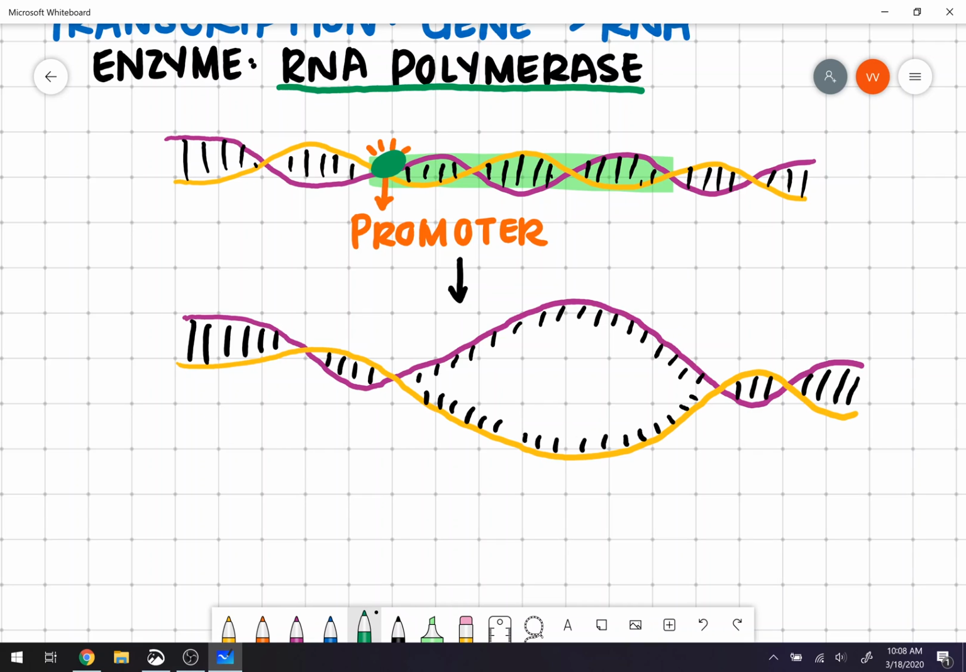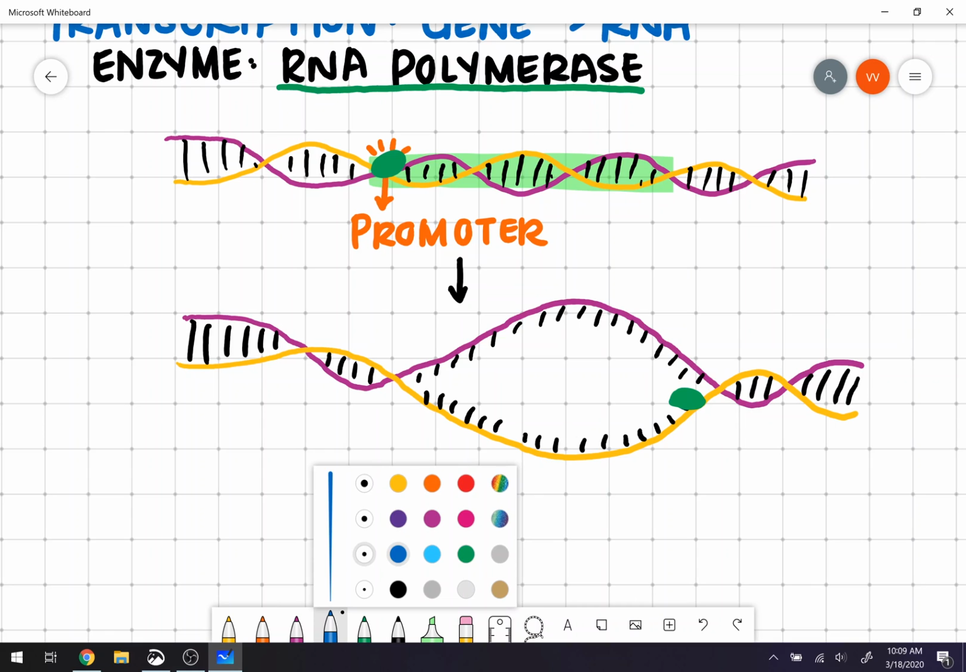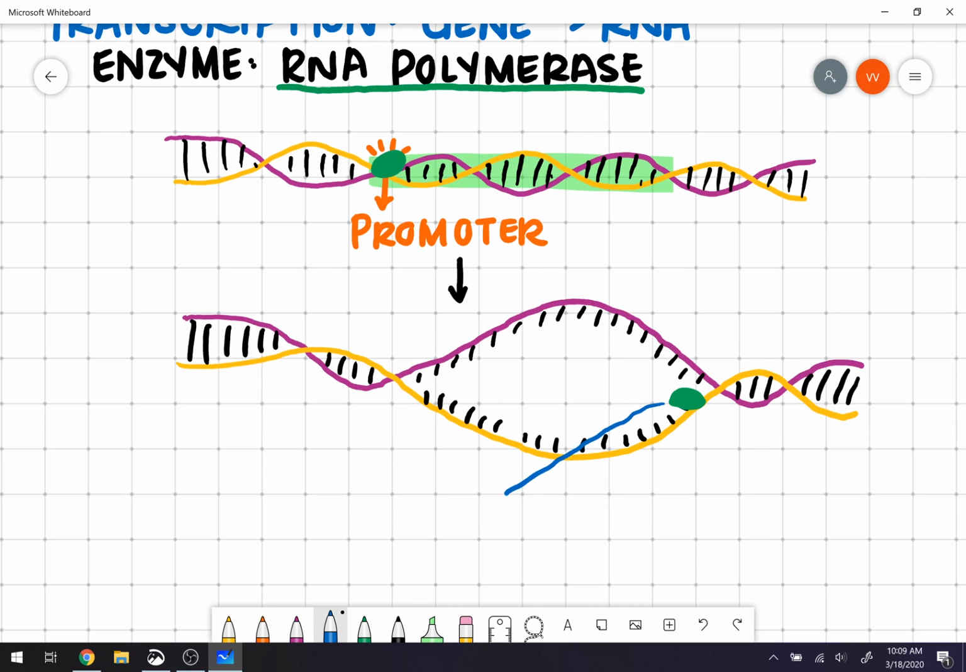And what that RNA polymerase is going to do as it's untwisting that DNA is pick one of the DNA strands. It doesn't matter which one because remember, they're exactly the same, just going in opposite directions. And it's going to start to make a copy of that gene by base pairing. That RNA molecule is not going to stick to the DNA. It's going to be its own separate strand.